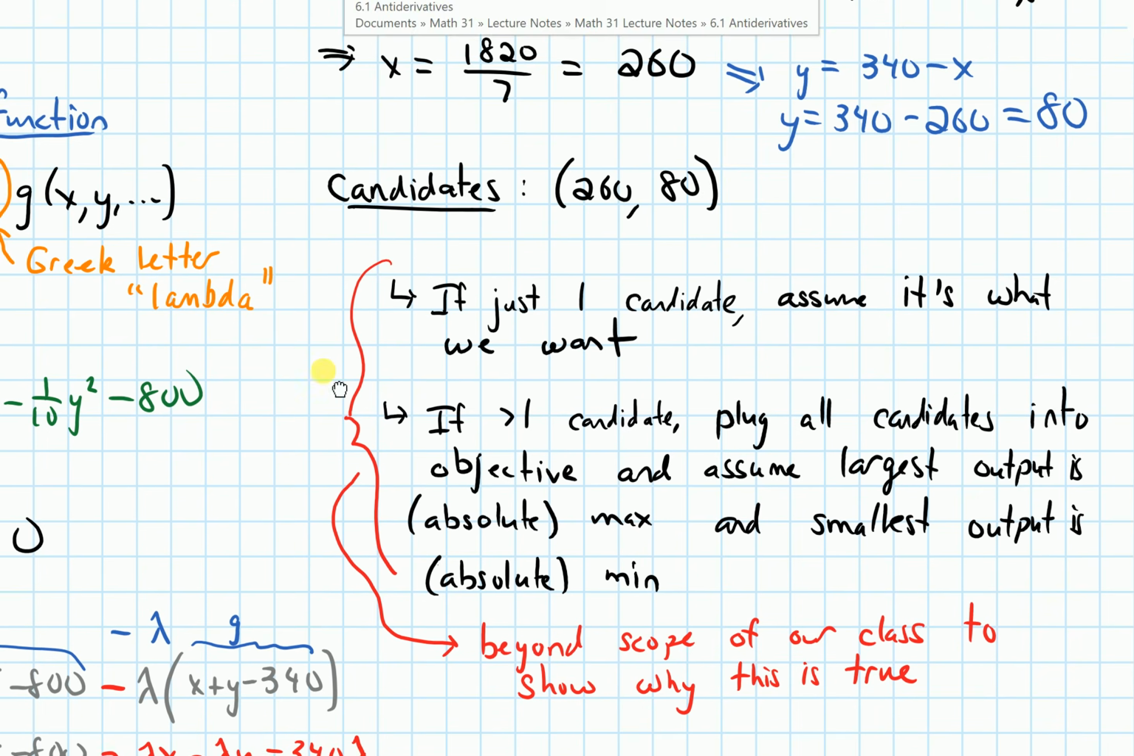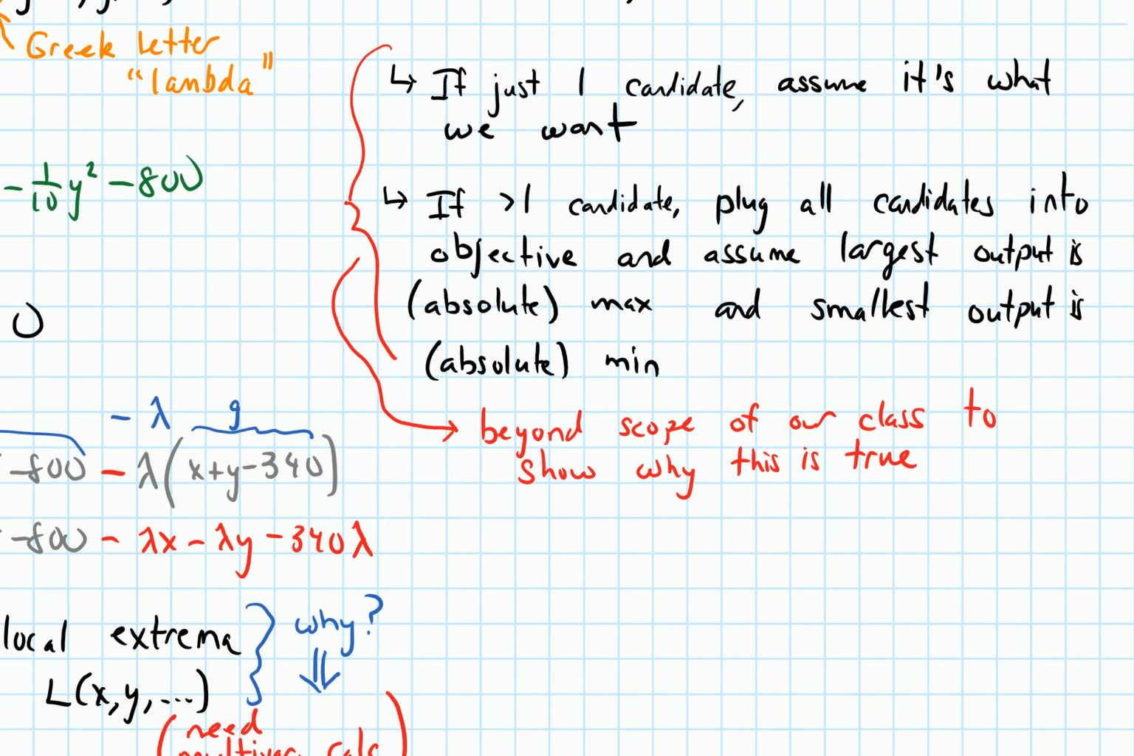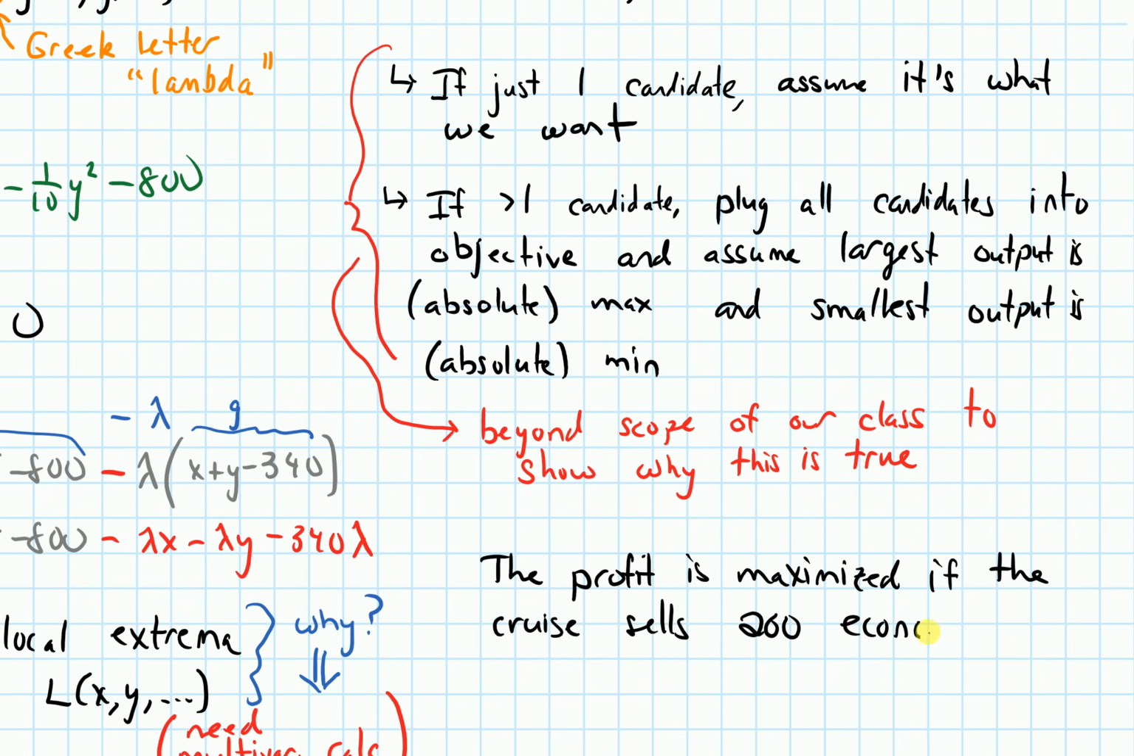Okay, so our final thing that we'd want to do here is just write our conclusion. The question wanted to know what combination of passengers gave us the max profit. So we know that the profit is maximized if the cruise sells 260 economy tickets and 80 luxury tickets, which is the same thing that we got using substitution.